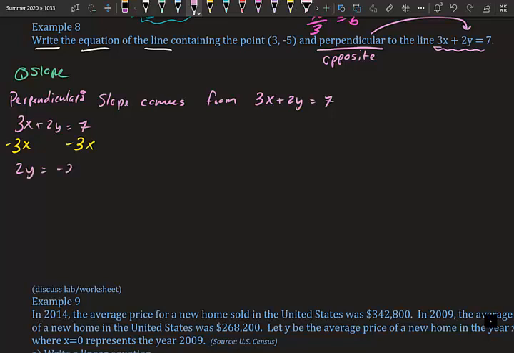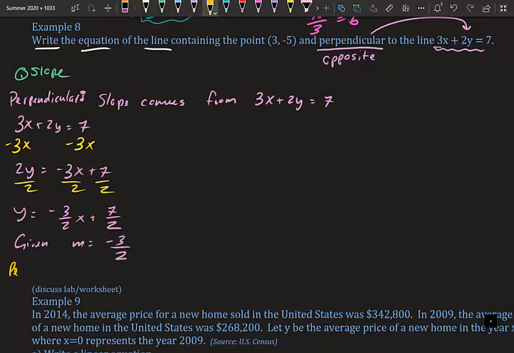So 2y equals negative 3x plus 7. We're going to divide everything by 2. Remember, math is fair. So we have y equals negative 3 over 2 x plus 7 over 2. So the given slope is negative 3 over 2. If we want the perpendicular slope, we flip the fraction. So 3 over 2 becomes 2 over 3. And we change the sign. So negative becomes positive. This is the slope we're going to use.